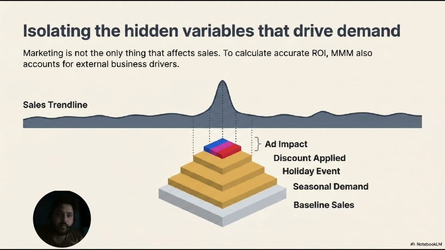At the bottom, we may have baseline sales, the sales that could occur even without current advertising. Above that, we may have seasonality demand, and then the impact of a holiday event or a discount, and finally the additional impact associated with the advertising. By accounting for those external business drivers, MMM tries to provide a more realistic estimate of business performance.